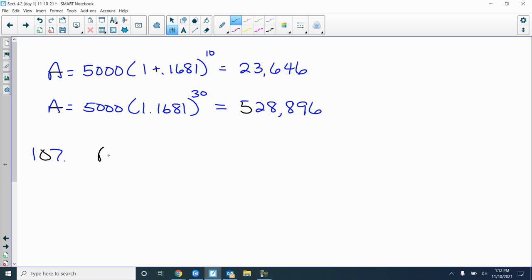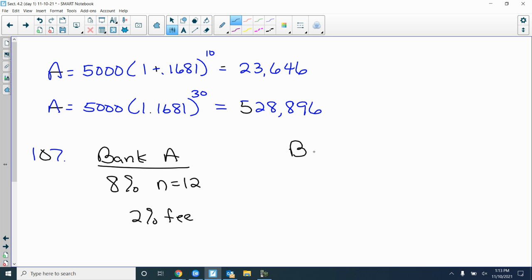Bank A is 8% compounded monthly, right? But what's their fee? Is it 2%? So you get a 2% fee. Bank B charges 6% compounded monthly, but what's my fee?